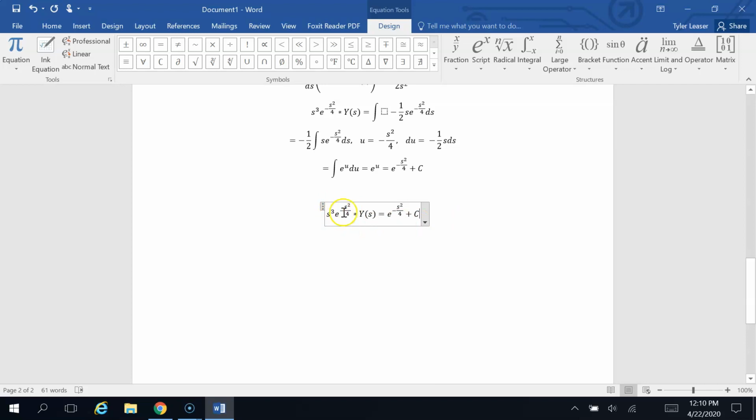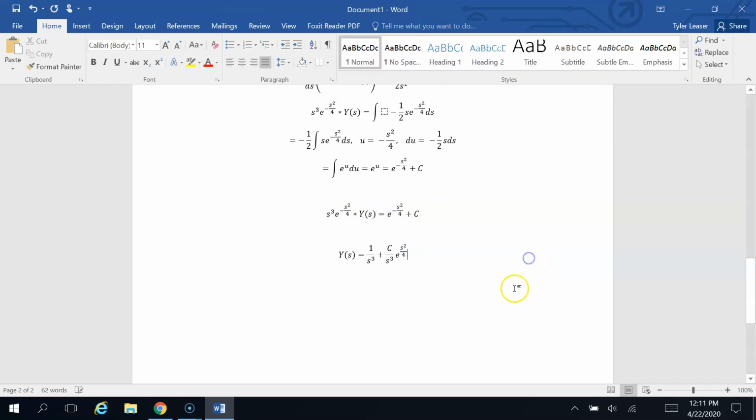Last step would just be to divide this whole term over to the right-hand side. So we end up with our Laplace operator is, when I divide this by the first term, the e's cancel, and we just end up with 1 over s cubed. When I divide it by the other thing, we're going to have the constant divided by s cubed, and when you divide by this e, it's just going to come to the top with a positive exponent, so s squared over 4.